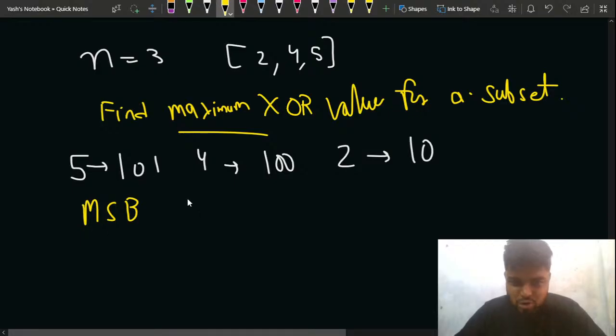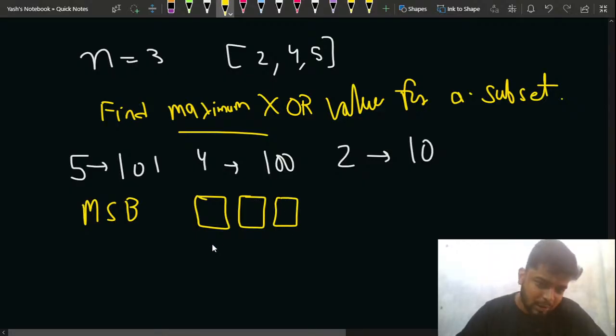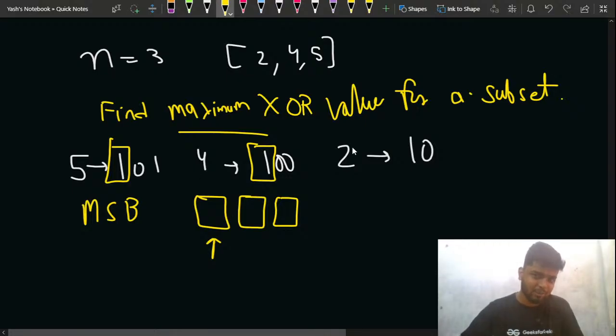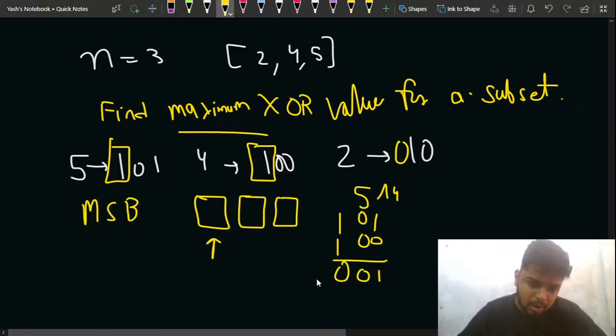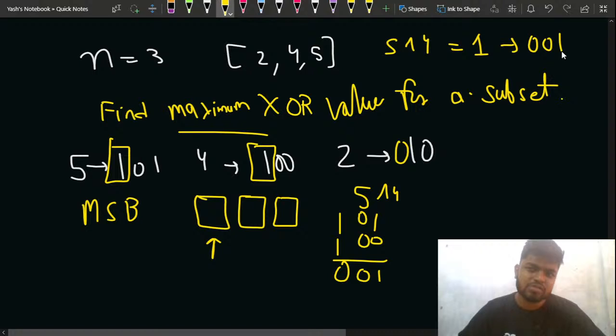Since there are only three numbers, only 3 positions are there. If you look at the top position, you can easily observe that 5 and 4 both have a 1 there, and 2 at this position has a 0, right? So if you do a 5 XOR 4, since you know that XOR of the same values gives 0, 5 XOR 4 gives me 1, which reduces my answer. Its binary form is 001. So I should not be doing this.